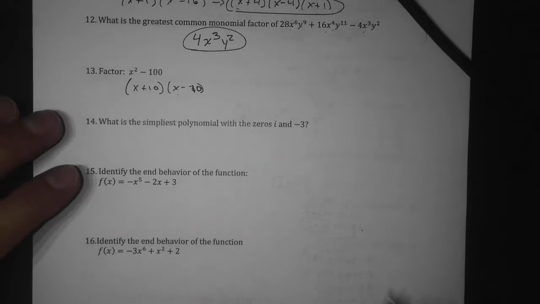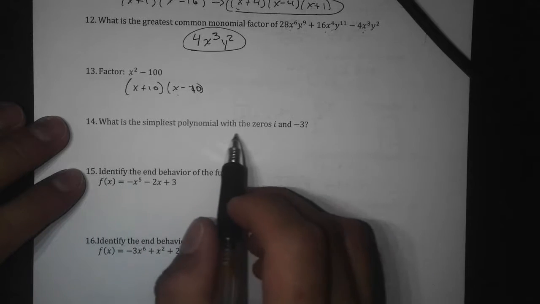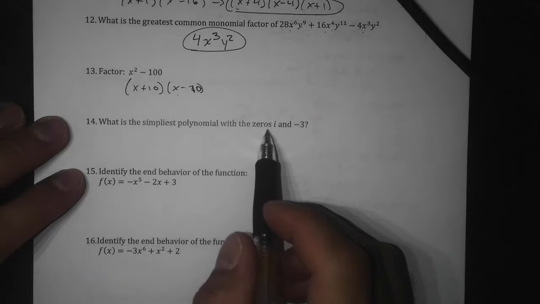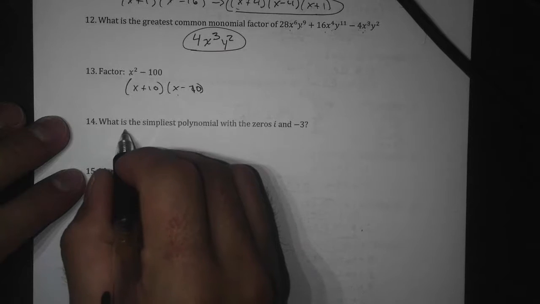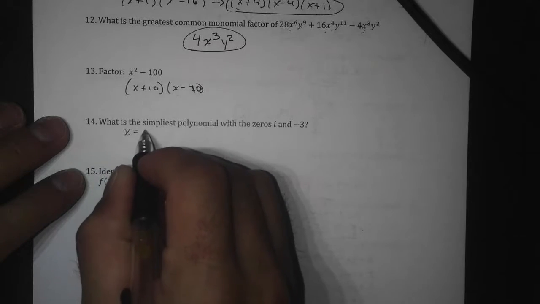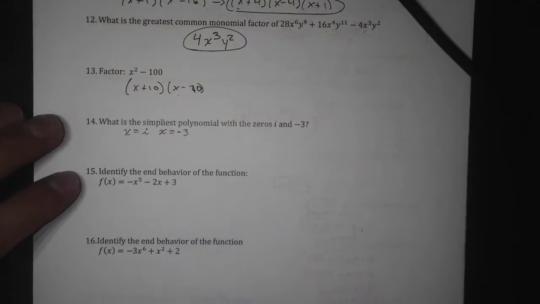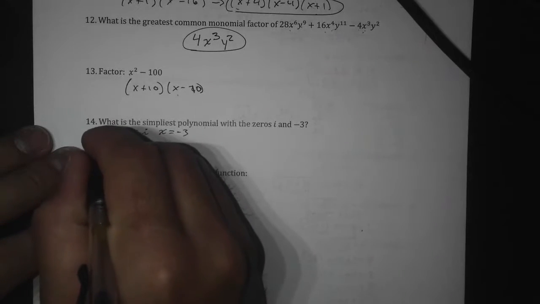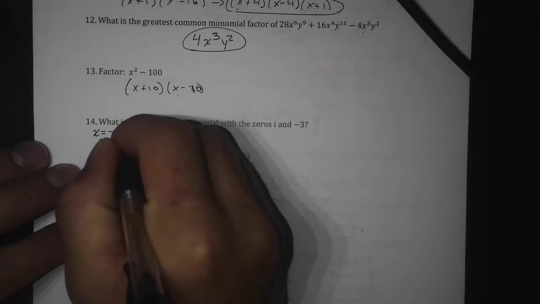4 requires a little bit of work, but it's not too bad. So what we have to remember is, the question is, what is the simplest polynomial with the zeros i and negative 3? So we're looking for, when we solve a polynomial, we get these answers, meaning we get x equals i, x equals negative 3. Now what we have to remember is, where does i come from? i comes from the square root of a negative number. Whenever we get a square root, we always have plus or minus. So I need the negative term as well. So we'll say negative i.